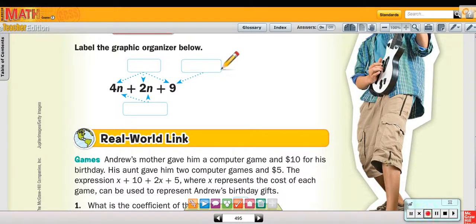What word would we put that describes all three of these? What would we use there? Terms. Very good. What about this one that's just describing the 9? Constant.